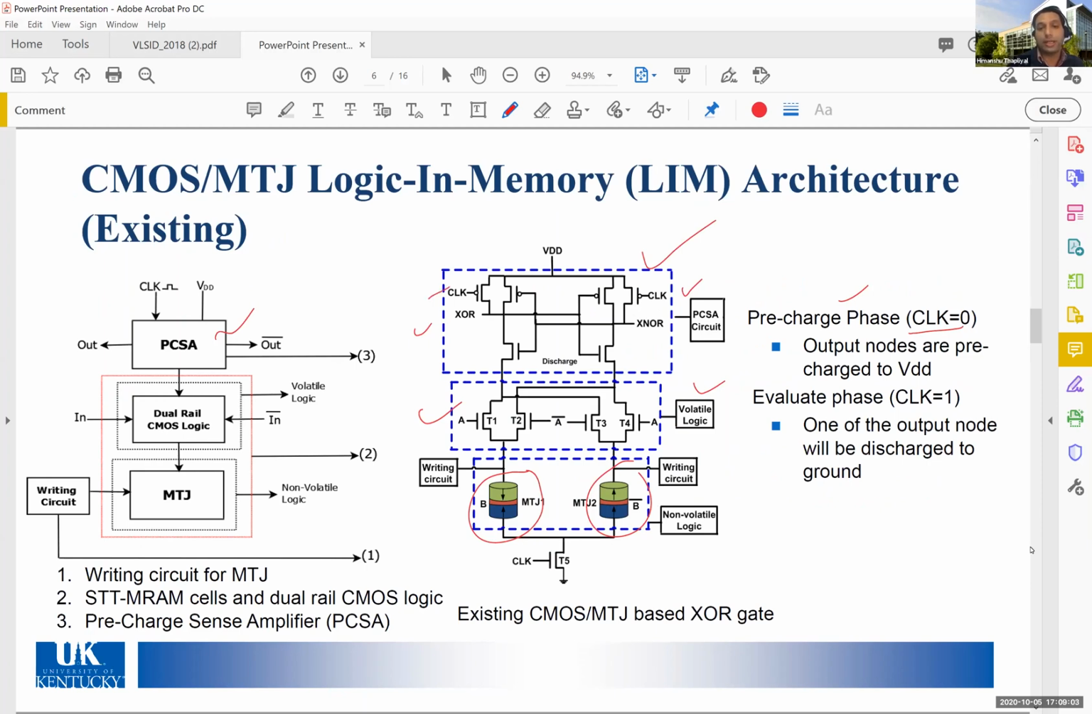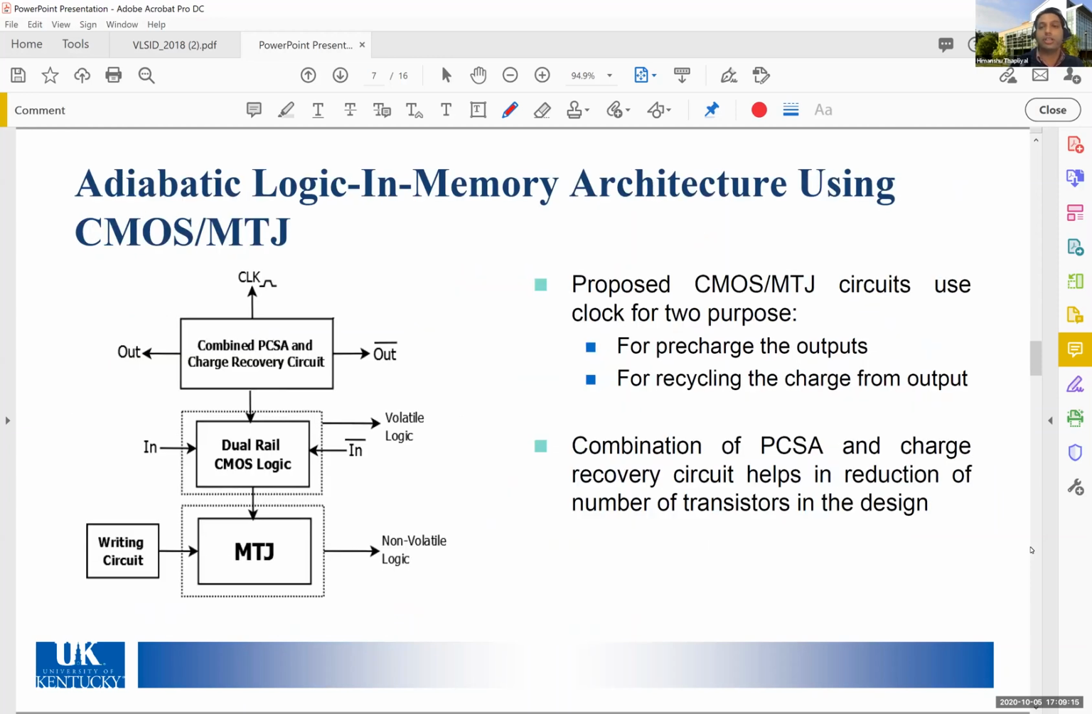Now what we did is, if you see, the conventional PCSA consists of some clock circuits, and if you remember, adiabatic circuits also have clocks. So we came up with a modified design, and we call it the adiabatic logic in memory architecture. Here we have a novel type of PCSA design. Our design uses the clock for two purposes: one for pre-charging the output, and second, for recycling the charge from the output nodes. Moreover, since we use this PCSA to perform both functions, our PCSA is designed such that it takes fewer transistors than the conventional PCSA.